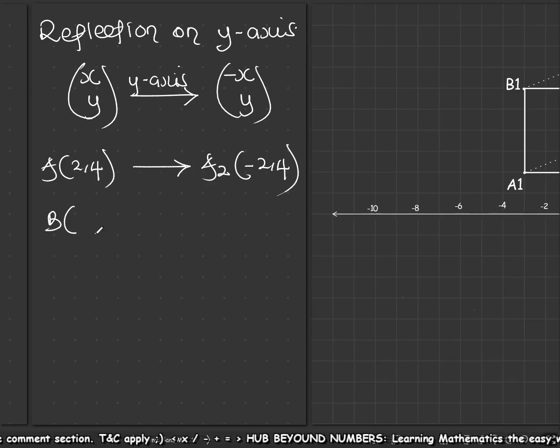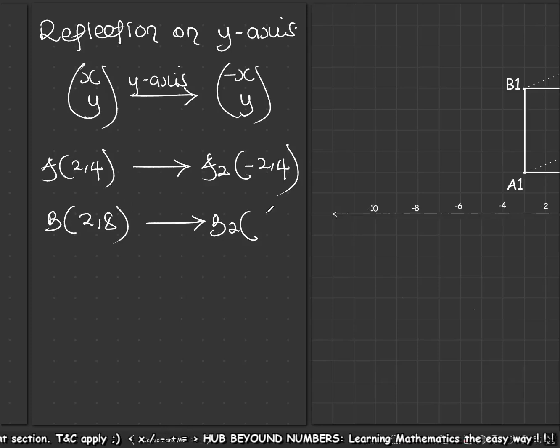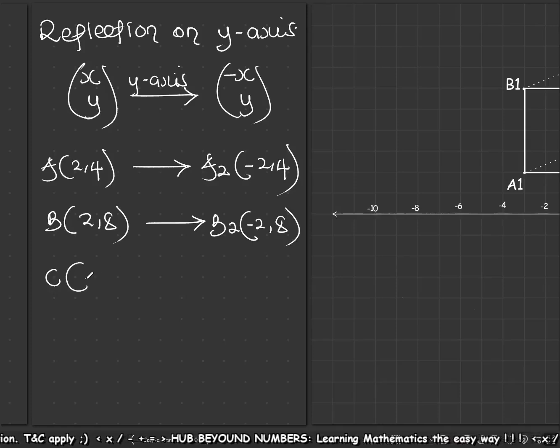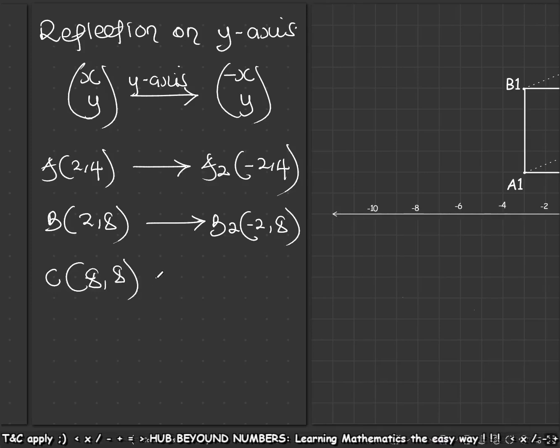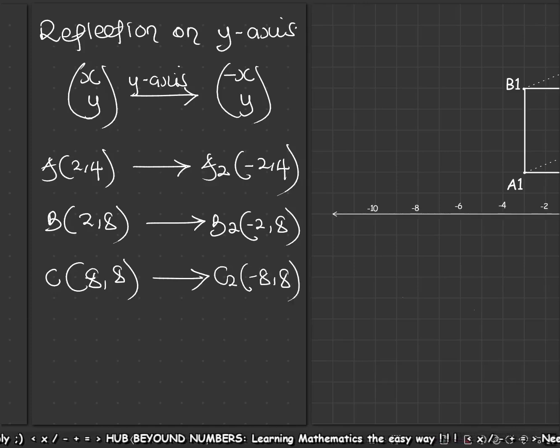Same applies to B, whose coordinate was (2, 8). After reflection, we are going to get B2, whose coordinate will be (-2, 8). C, whose coordinate was (8, 8), after reflection becomes C2, whose coordinate is (-8, 8).